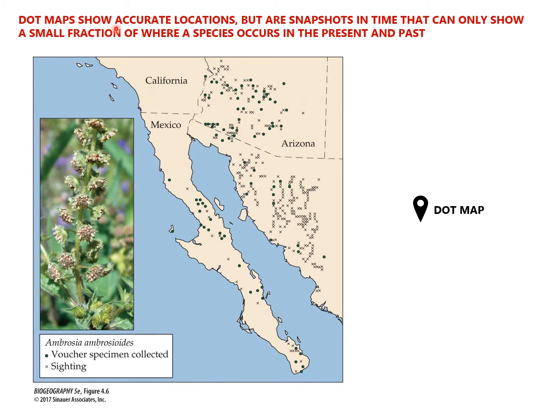So you can say dot maps show very accurate locations because it was in that location, but they're really also snapshots in time that can only show a small fraction of where a species occurs or where a species has occurred. You might look at this and say, okay, we know it was right there and we know it was right there. Does that mean that it wasn't anywhere in between there? Probably not, but we just don't have the verified information. And this is going to be the case with all these maps, there are trade-offs. You get a highly accurate location, but you're not getting everywhere that it might be located, and you're just getting one single picture in time.